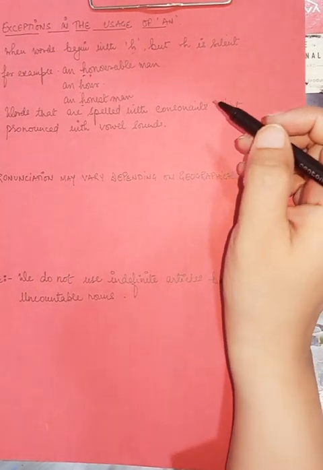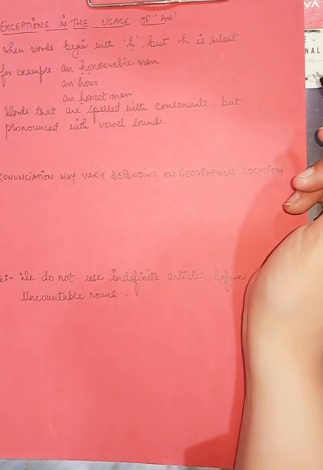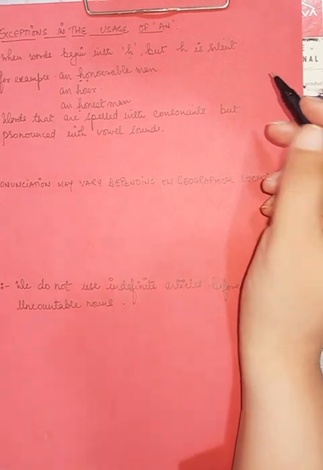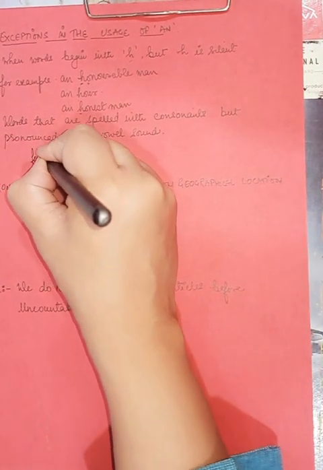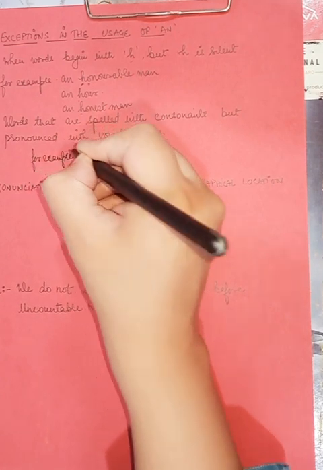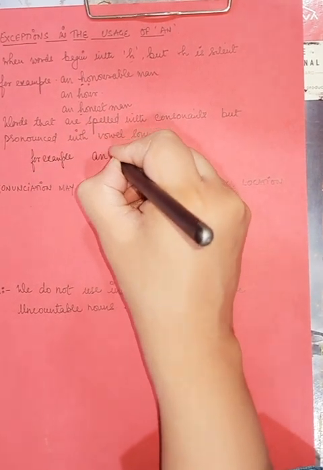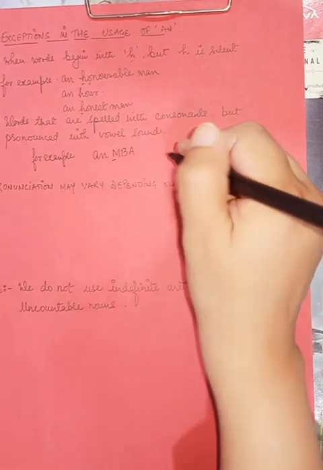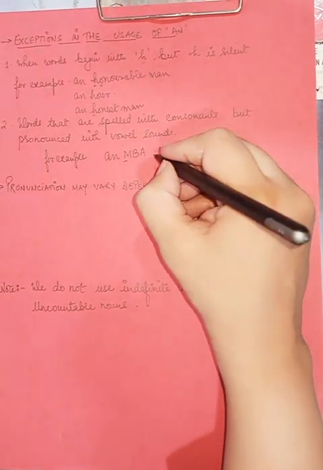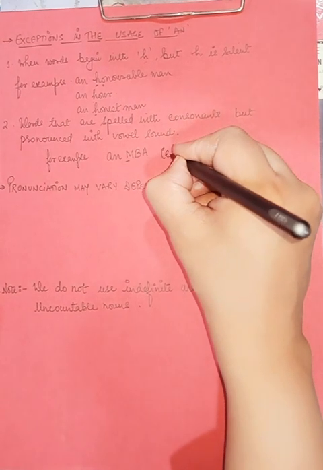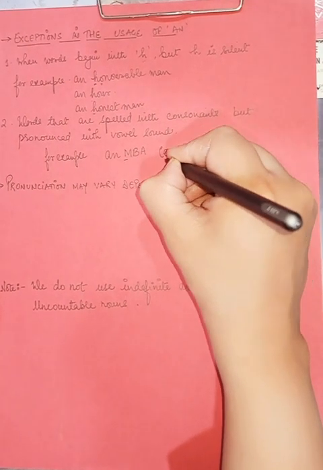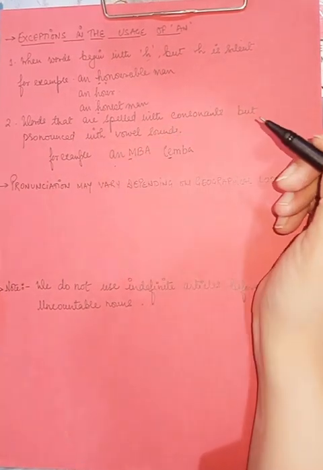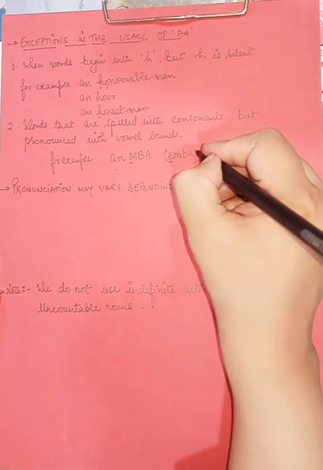Another situation is wherein we have words that are spelled with a consonant but pronounced as a vowel. For example, he or she is an MBA. So see, though M is a consonant, it is pronounced as "em", MBA, and E is a vowel. That's why we say an MBA rather than a MBA.